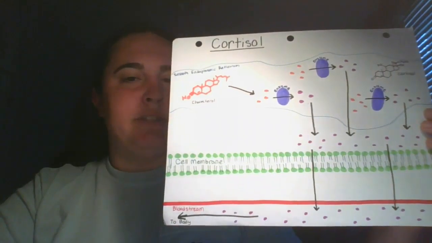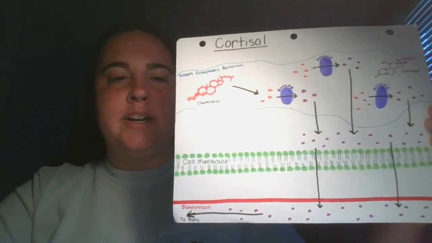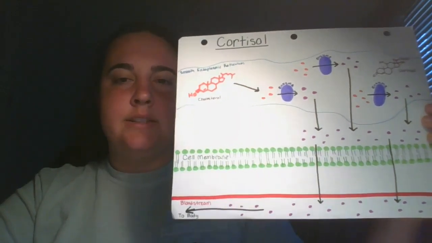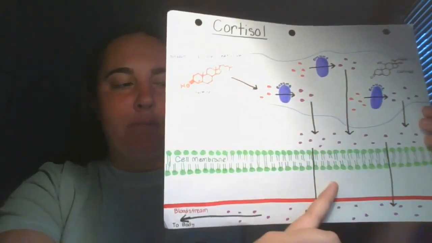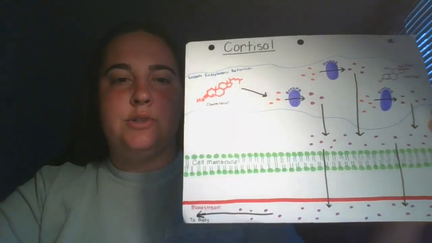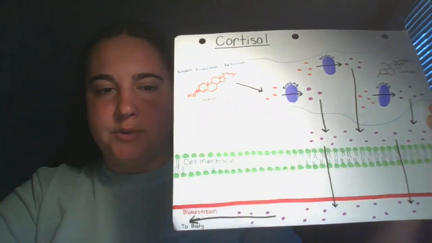Because cortisol is lipid soluble, it does not need transport vesicles or secretory vesicles for export. Instead, once synthesized, it diffuses through the cell membrane and directly enters the bloodstream, where it can travel to target tissues and regulate metabolism and stress responses.